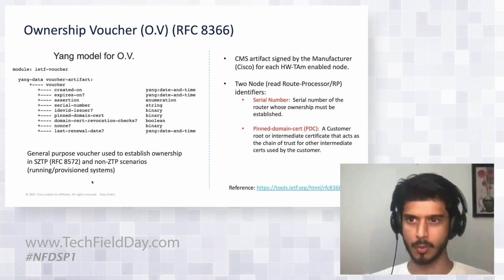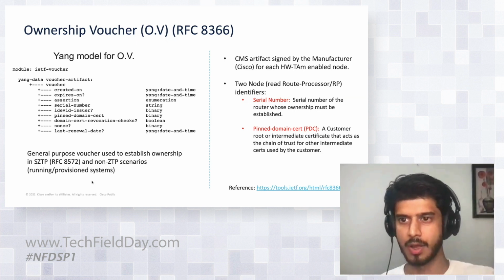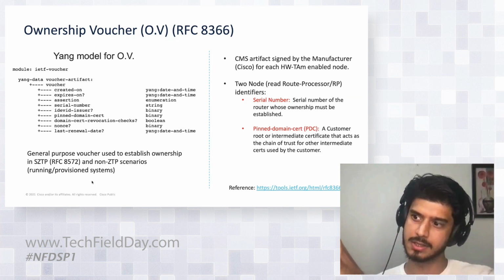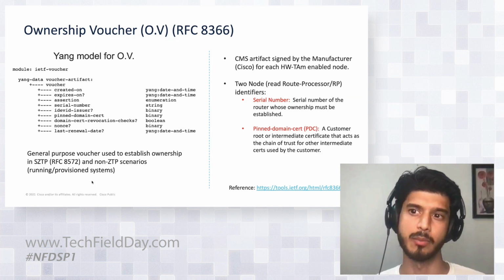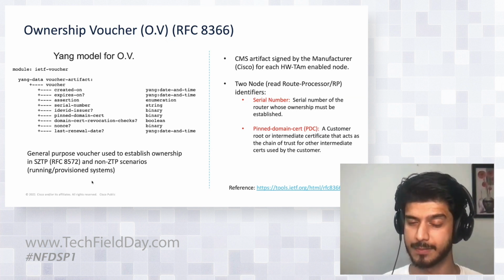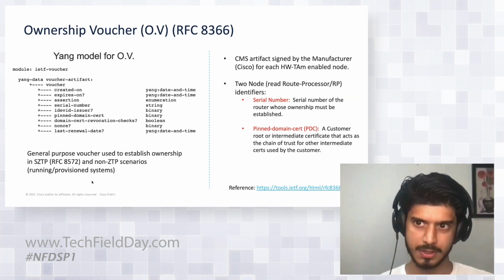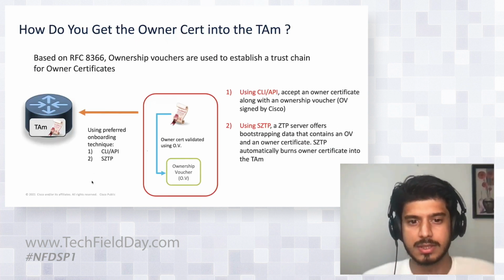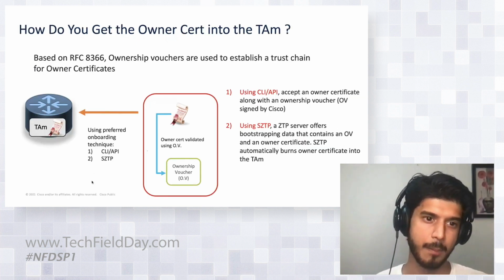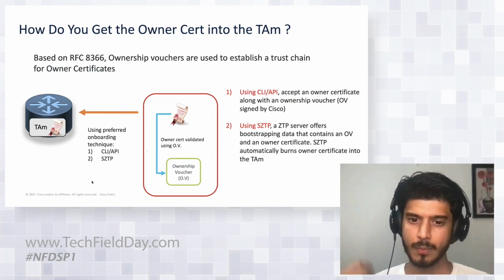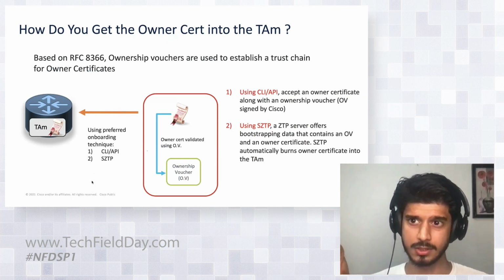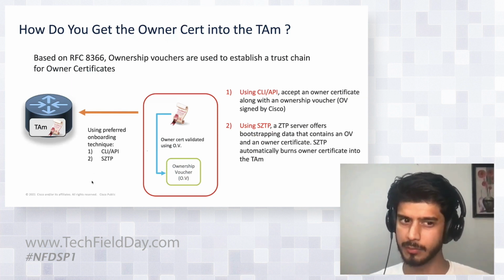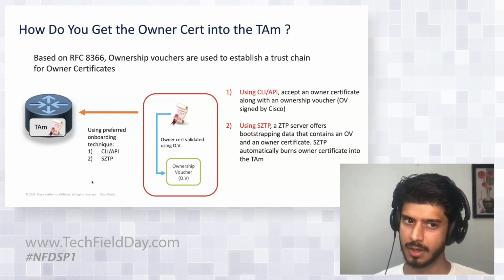So to establish ownership, you want to burn an owner certificate into the TAM. The root certificate, or at least a certificate down in the chain of the owner certificate, is placed in an ownership voucher along with the serial number of the device. If you keep just these two items in mind, what you get to is this basic workflow. I have a bare-bone device with a TAM, and I use an ownership voucher which contains the trust chain for the owner certificate. And as long as the ownership voucher is trusted by the device, it'll accept the owner cert, burn it into the TAM.